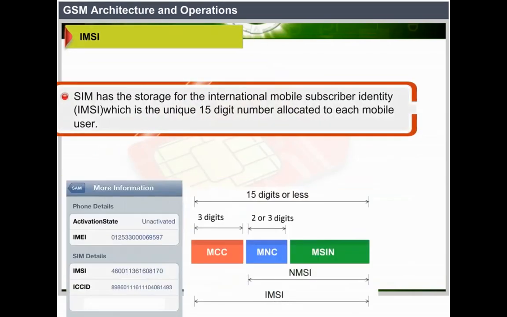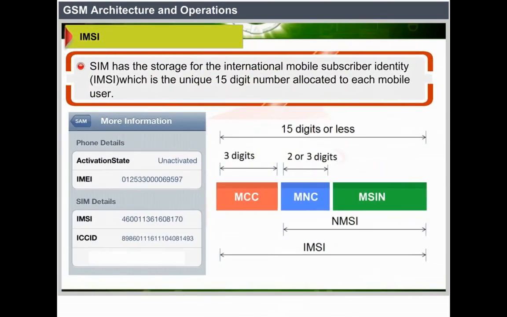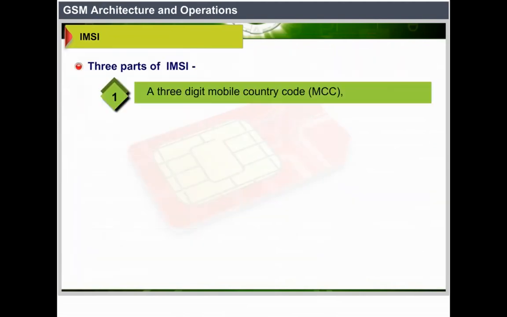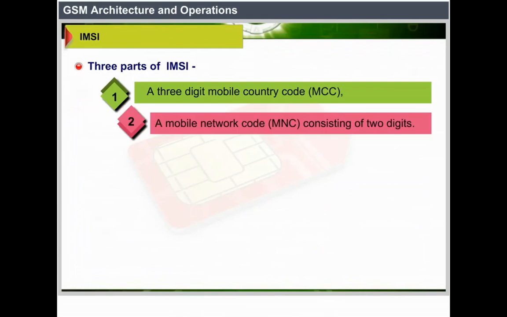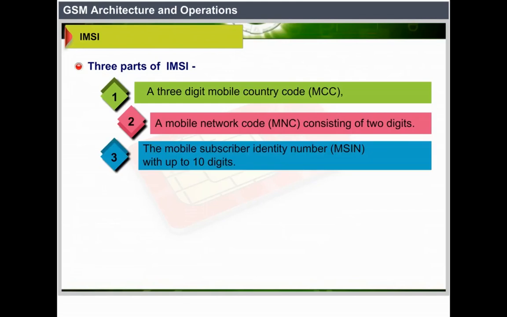IMSI. The SIM stores the International Mobile Subscriber Identity (IMSI), a unique 15-digit number allocated to each mobile user. The IMSI has 3 parts: a 3-digit mobile country code (MCC), a mobile network code (MNC) consisting of 2 digits, and the mobile subscriber identity number (MSIN) with up to 10 digits.